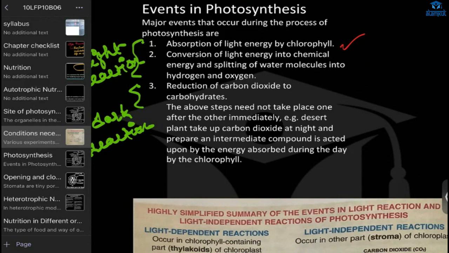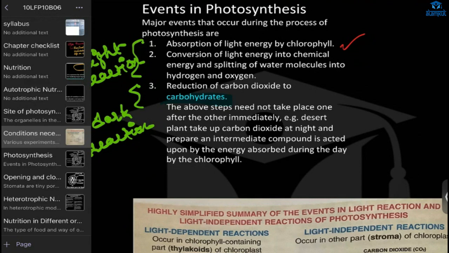Absorption of light by chlorophyll, and one more point is the photolysis of water. That is for the light reaction. And for the dark reaction, we have reduction of carbon dioxide to carbohydrates, and the formation of glucose. That is only carbohydrate. The simplest form of carbohydrate is glucose.